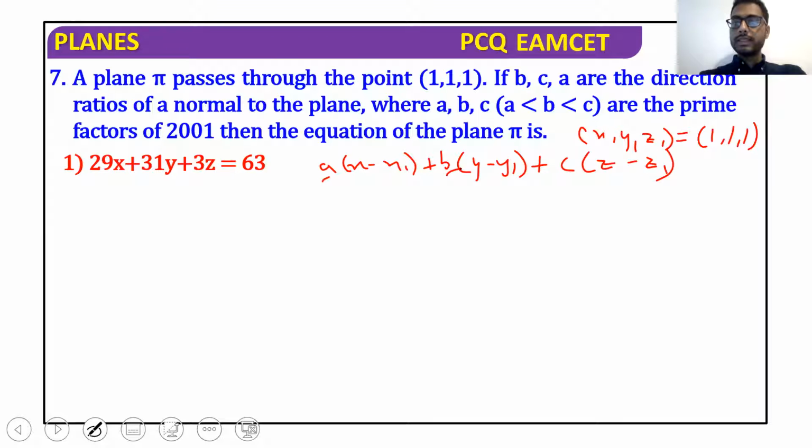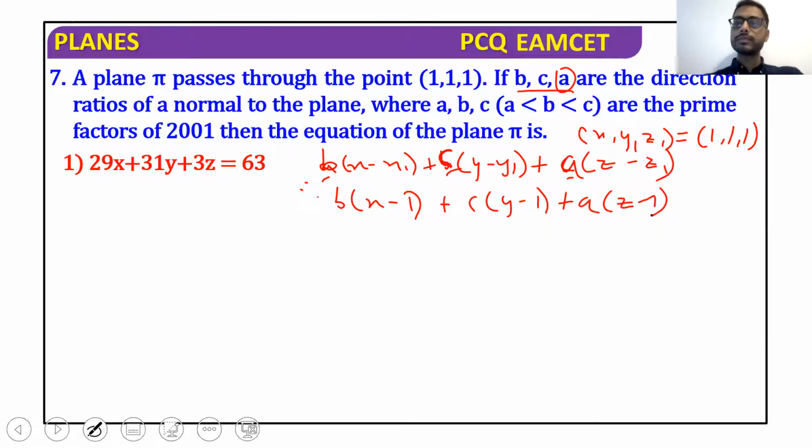But instead of giving this A, B, C directly, they have given in this format, B, C and A. So instead of writing A's value, in this case I have the term B. Instead of writing B, in the place of B I have the term C, and instead of writing C, in this case I have the term A. So the formula becomes B(x minus x1) plus C(y minus y1) plus A(z minus z1). I'll substitute, so I'll get B(x minus 1) plus C(y minus 1) plus A(z minus 1). So this will be equation of my plane.